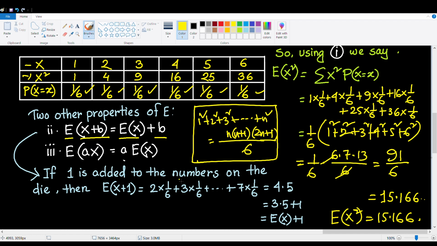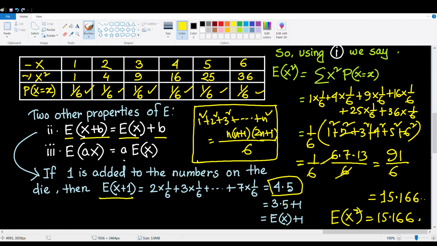If 1 is added to the numbers on a regular die, okay, then E of x plus 1 would be 2 into 1 by 6 plus 3 into 1 by 6 up to 7 into 1 by 6, right? Each of the variables is increased by 1. If you calculate it, you will get the value 4.5.